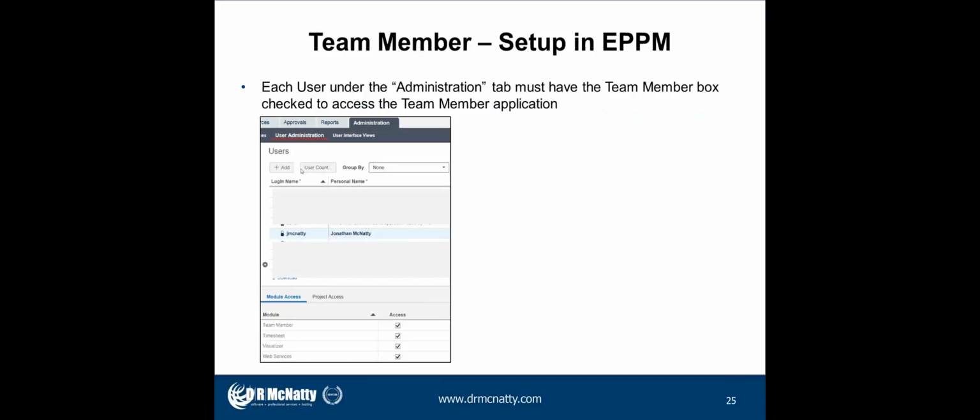So for the team member, the first thing is you need to set it up in EPPM. Again, that is where all of your users are created and so forth. Each user under the administration tab must have the team member box checked to access the team member application. So here we've got myself listed in here. And then under the module access tab, there's a team member box that needs to be checked. So that's the first thing that has to be done in EPPM under the administration tab.